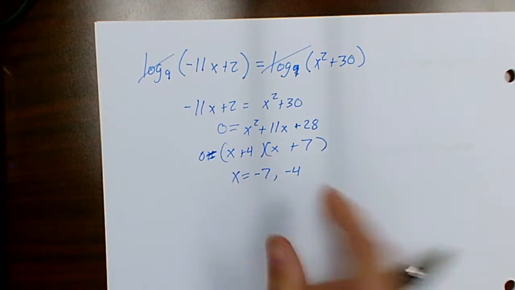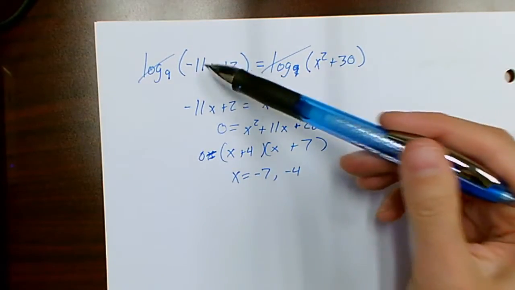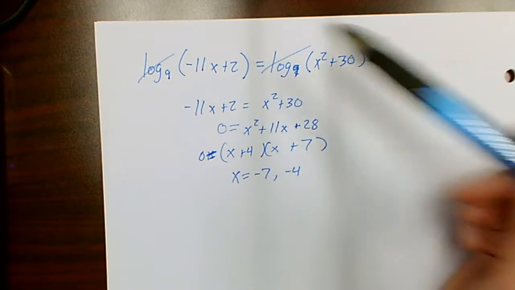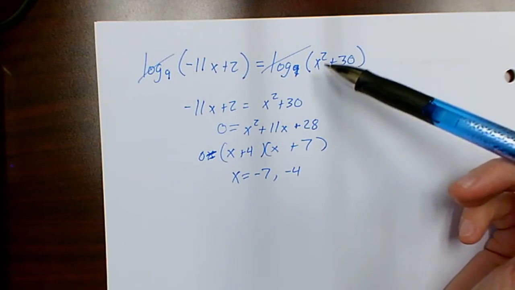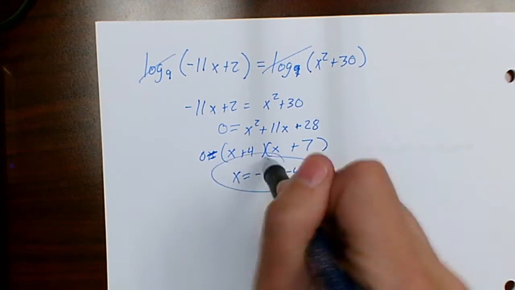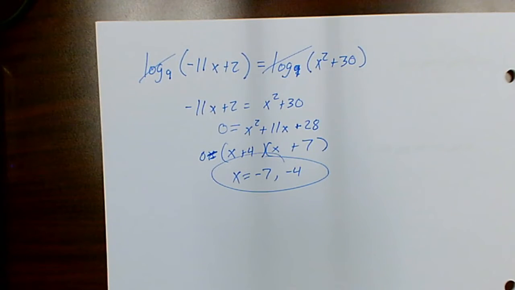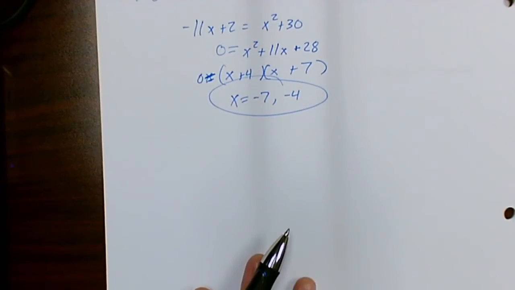So if we plug that in, negative times a negative will give us a positive, so that's good. Square a negative, we get positive, so both answers will work. So don't assume if your answer is negative, you have to nix it. You have to plug it back in to see if your value of your log will be positive. That's what we're testing for.